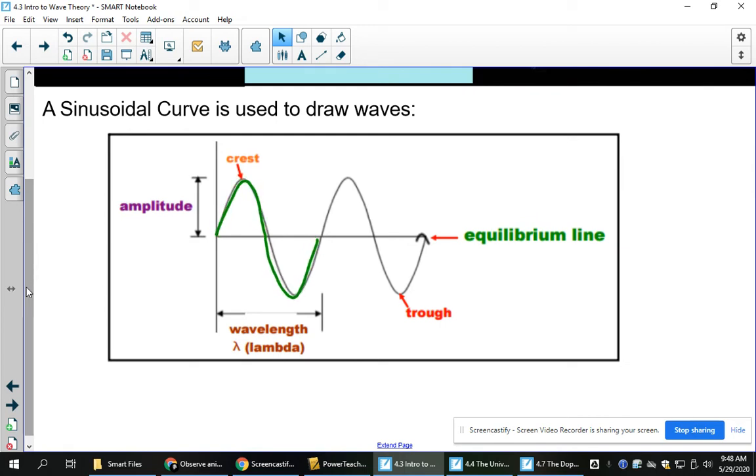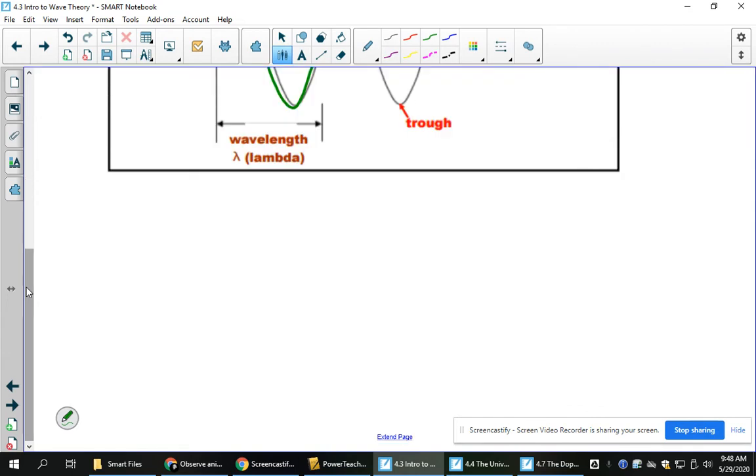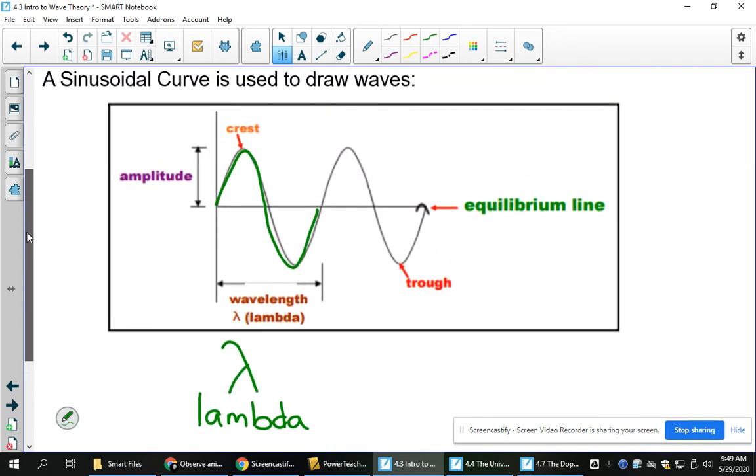Now, this wavelength in our equations in this unit is going to be given by lambda. So I'll draw it out by hand. It's a Greek letter. It kind of has a little hook at the top and goes down and then has a little part like that. So again, this is lambda. And this is going to represent the length of one wavelength.